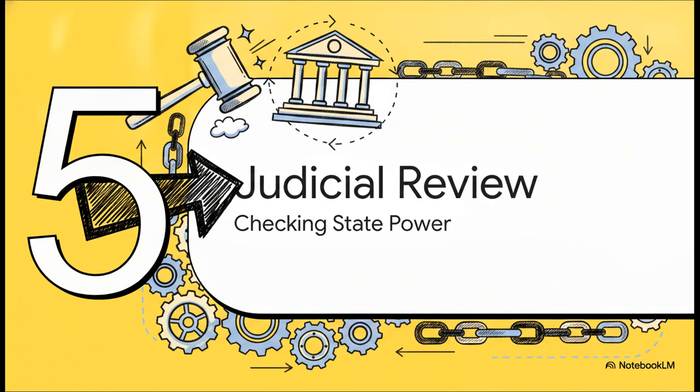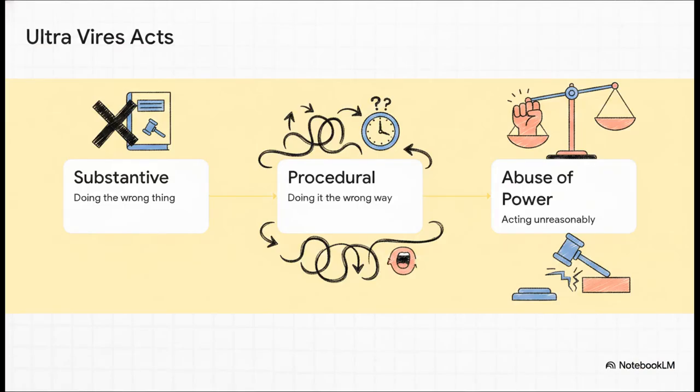Moving right along to Section 5, checking power through judicial review. But what actually happens when an official steps outside those boundaries? Well, let's walk through this simple 1-2-3 checklist. When a government body acts beyond its legal power, it's called acting ultra vires. And they can do this in 3 main ways. 1, substantive. They just flat out do the wrong thing that the statute doesn't allow, like a local city council trying to regulate international foreign policy. No way.